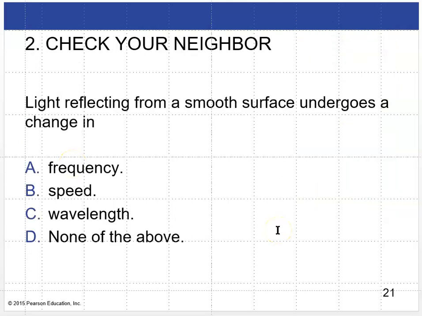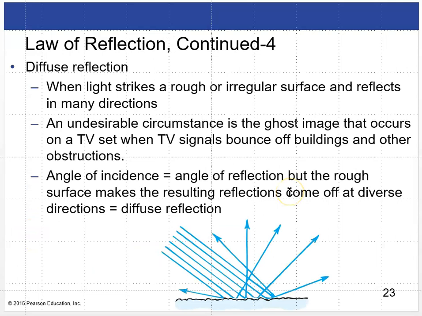The light reflecting from a smooth surface undergoes a change in none of the above. It doesn't change frequency, speed, or wavelength. Now, there are two basic types of reflection. There's specular reflection. That's the kind you get from a mirror. Then there's also diffuse reflection. And this occurs when light strikes a rough or irregular surface and reflects in many directions. Still, the angle of incidence equals the angle of reflection, but the surface is rough. So when it reflects, instead of coming off all at one angle like it does for a specular reflection, like a mirror, it comes off at many different angles. And that's called diffuse reflection.